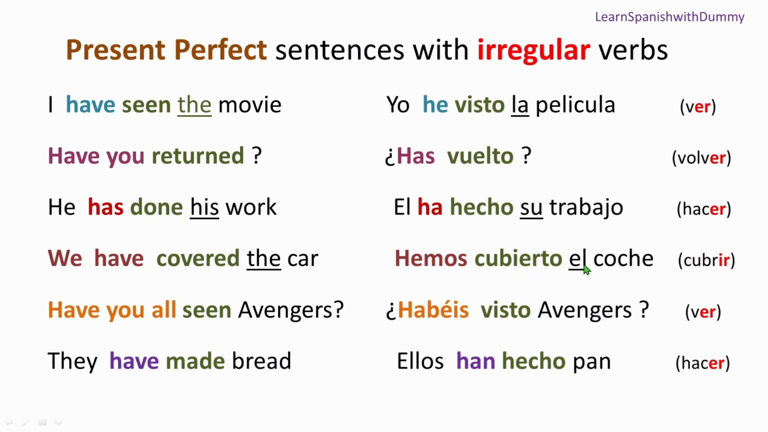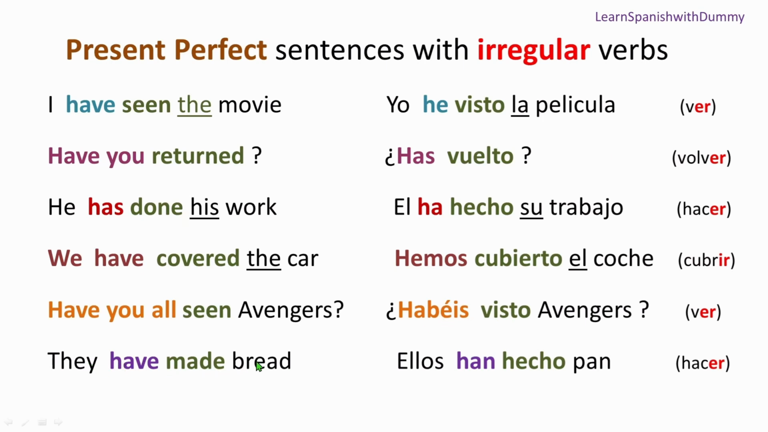And we have covered the car. Hemos cubierto el coche. Okay, hemos, we have, cubierto is covered from the verb cubrir. Cubrir is to cover. I want to make it covered, so it's cubierto. Have you all seen Avengers? ¿Habías visto Avengers? I put this name, I hope I won't get any copyright. Here, ver is see, so visto is seen, right? It comes from the verb ver. Ver is to see. Perfect.